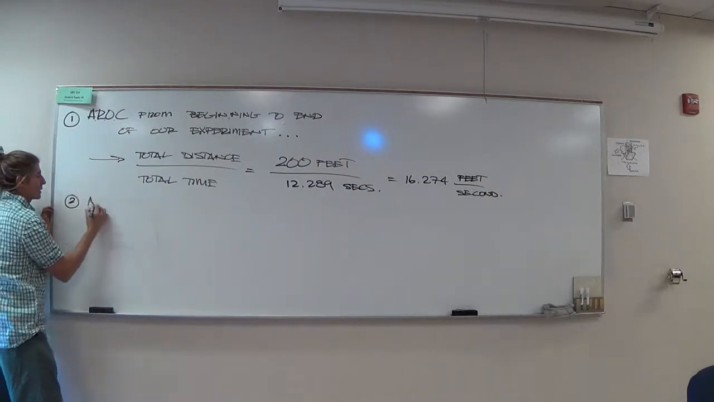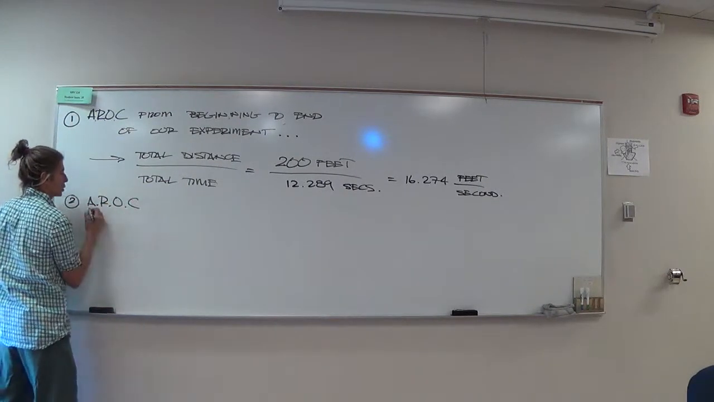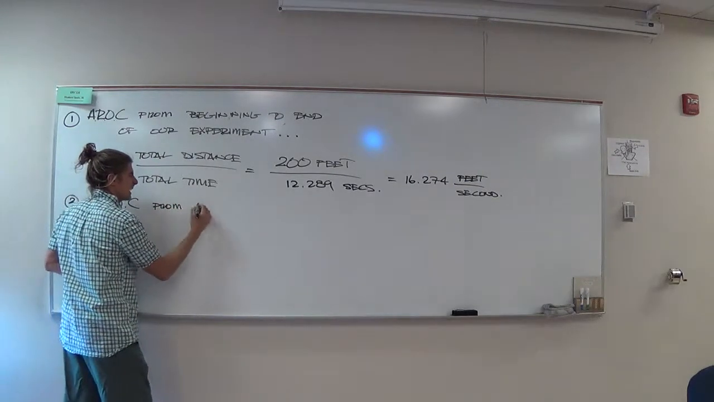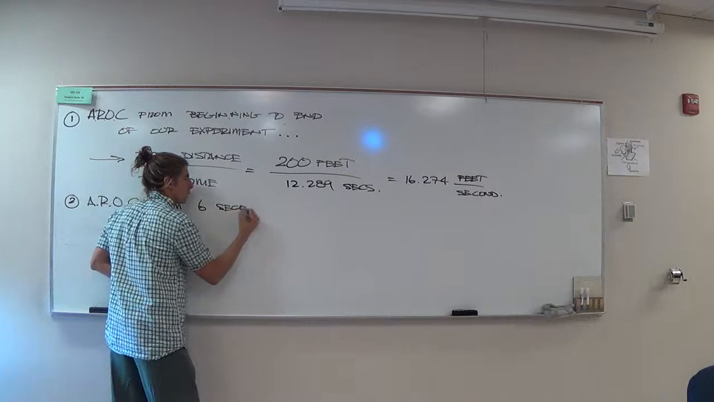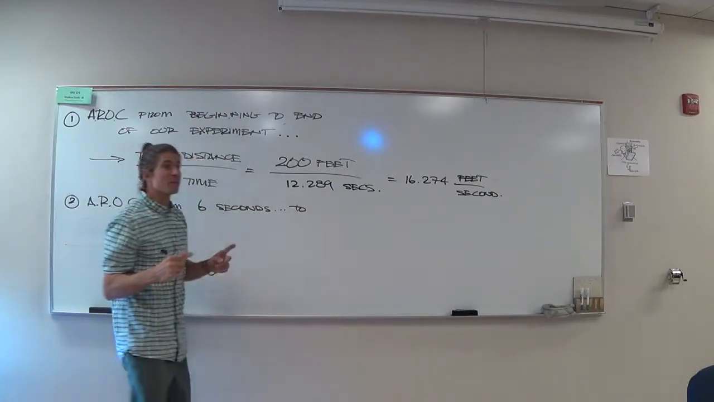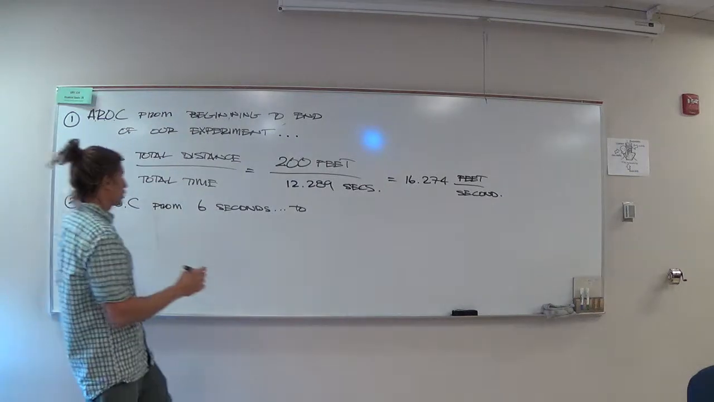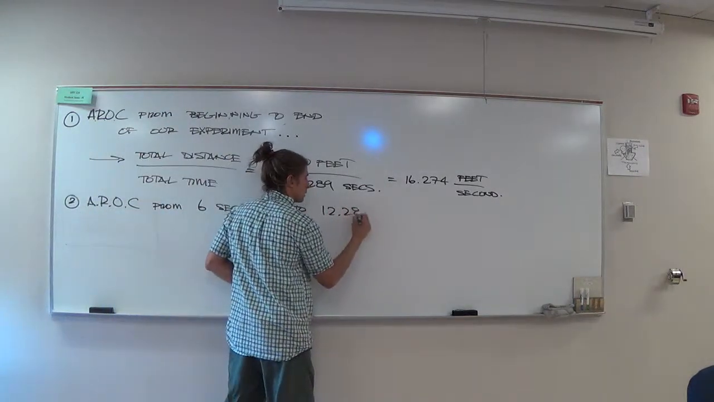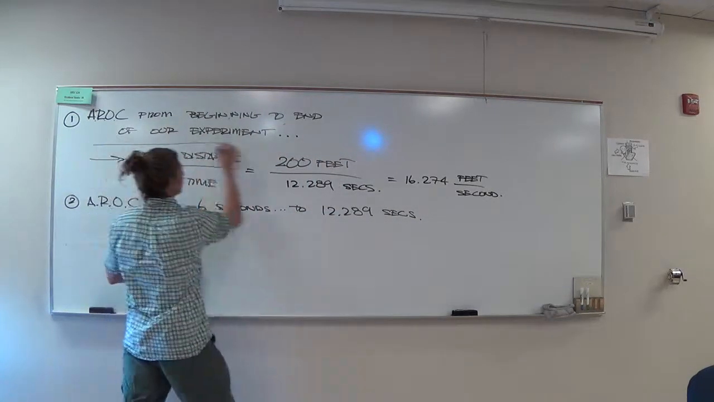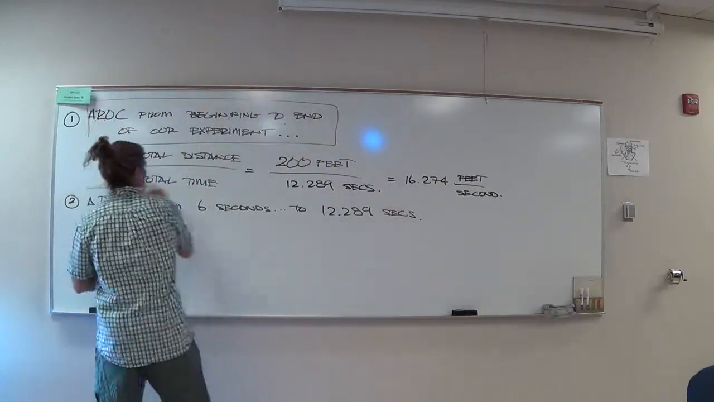Let's now do the average rate of change from 6 seconds, we'll get to 10, I promise, to the end of the experiment, which was at 12.289 seconds. So that was the first average rate of change. Here's the second one.